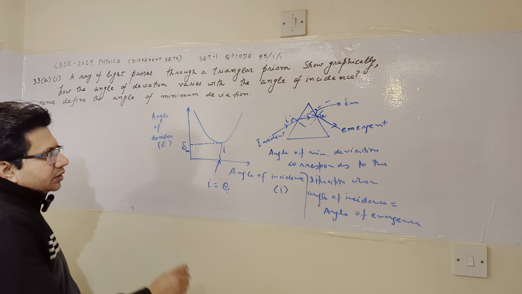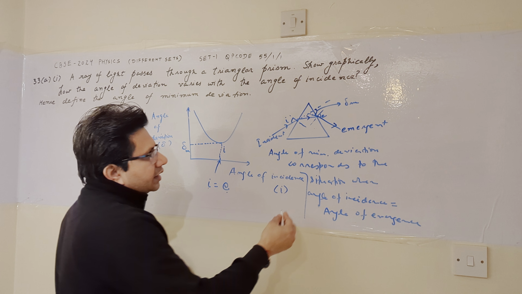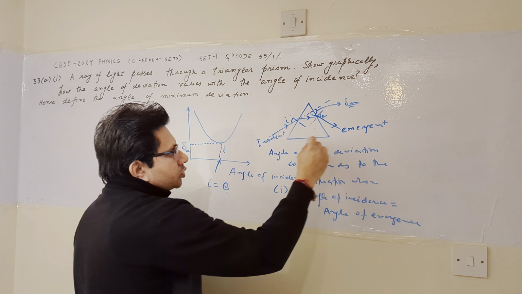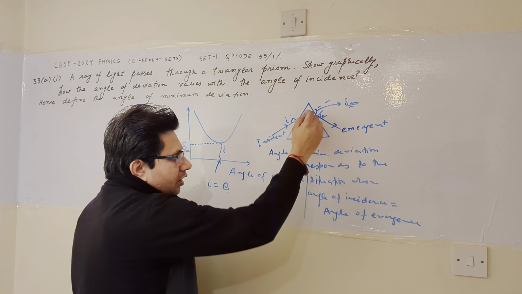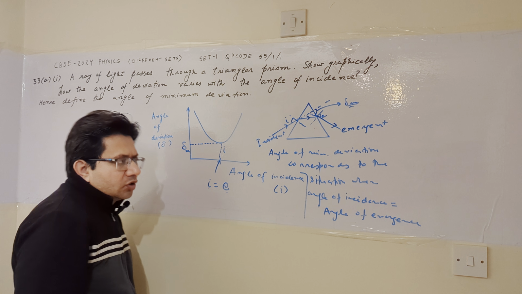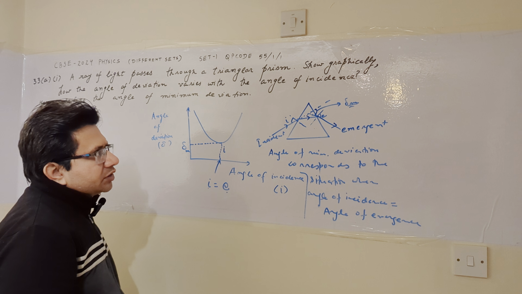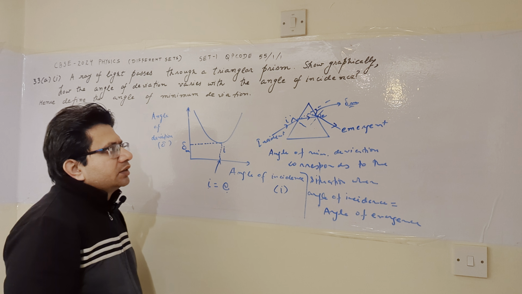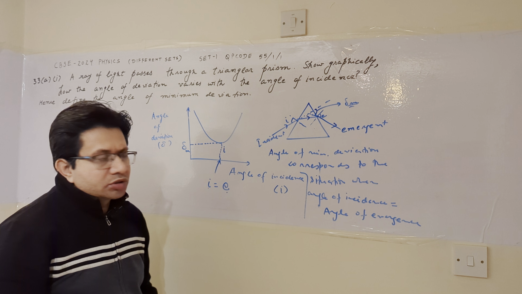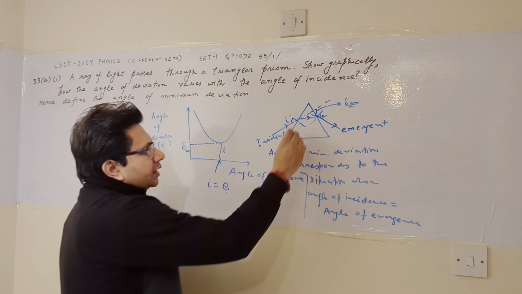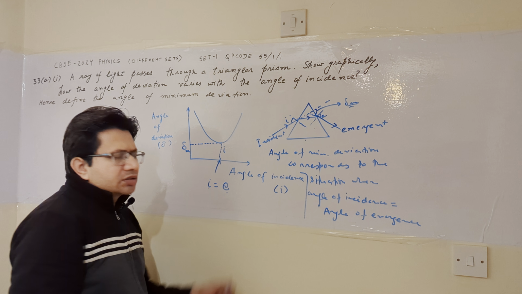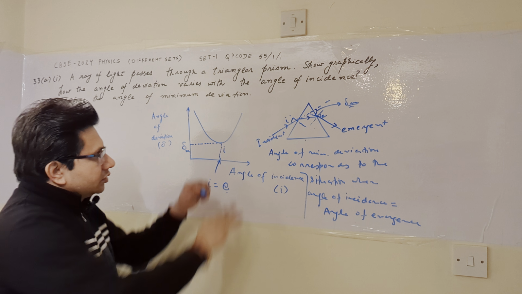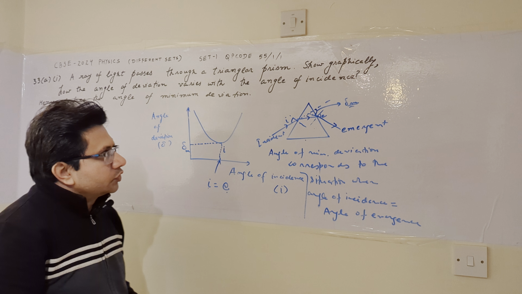Alternatively, you can also state that the angle of minimum deviation corresponds to the situation in which the ray inside the prism is parallel to the base. This is the alternative statement that you can also write, that the angle of minimum deviation corresponds to the situation when the ray inside the prism is parallel to the base. But this is the complete solution of this particular problem.